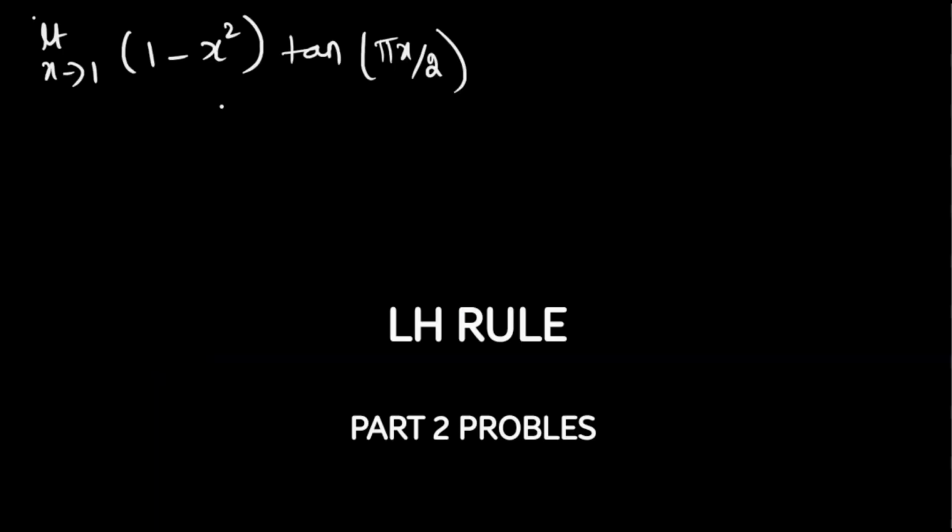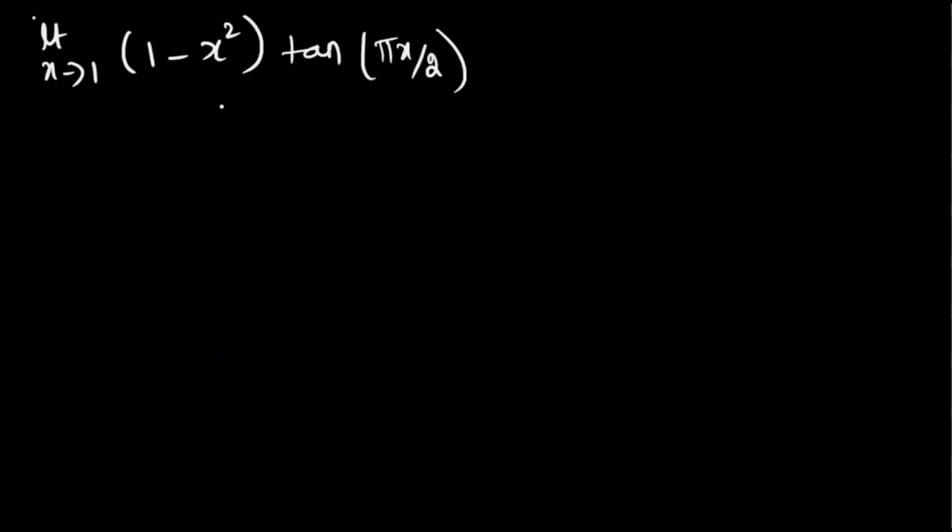A few more problems in LH rule. I have taken this question, that is limit x tends to 1 of (1 minus x square) tan(pi x by 2). For an easy way, let us take this as k. Now if you apply limit x tends to 1, this first term will become 0 and this term tan(pi by 2) is infinity. So it's 0 into infinity form.